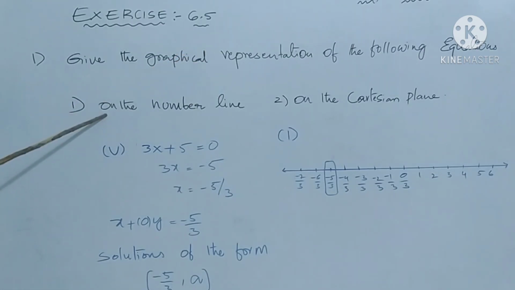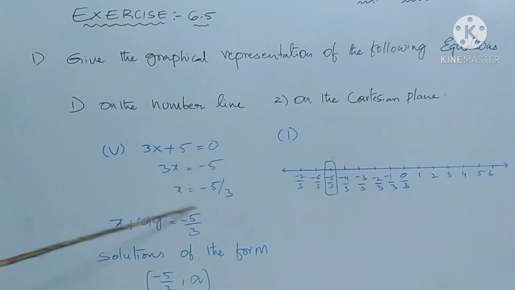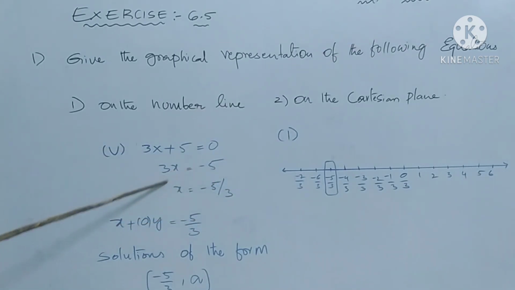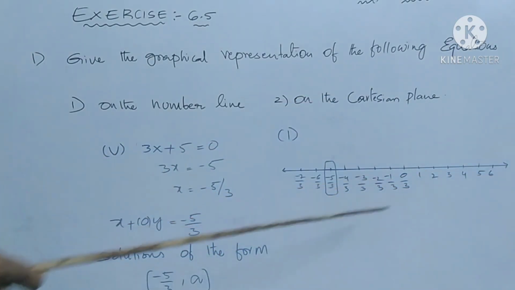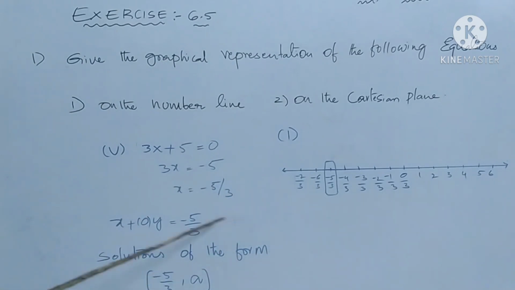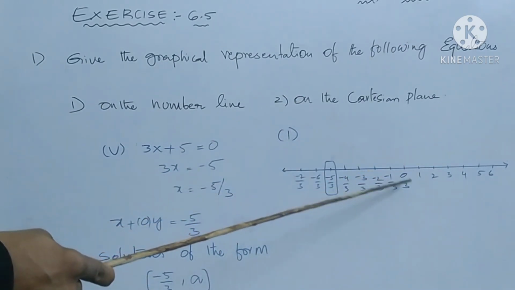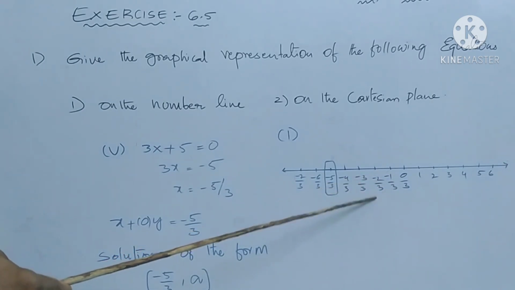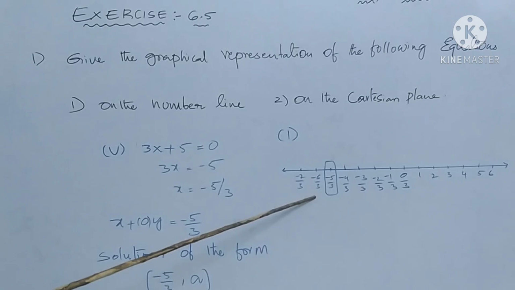So first we have to draw on the number line. First solve the equation. This is a one variable equation. 3x is equal to plus 5 transposes to minus 5. x is equal to minus 5 by 3. So identify this value on the number line. So here 0 to 6, 0 to minus 7. In the denominator the value is 3. So 0 by 3, minus 1 by 3, minus 2 by 3, minus 3 by 3, minus 4 by 3, minus 5 by 3, minus 6 by 3.